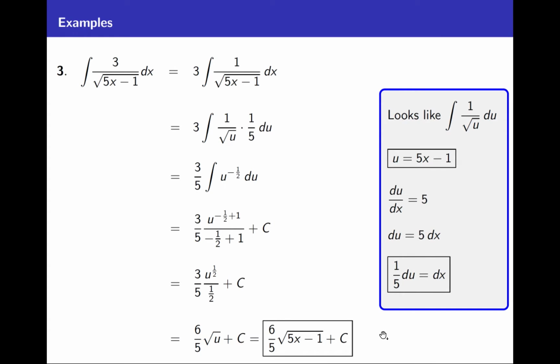Now, I'm not going to do it here, but you can always check your work. You could take the derivative of this. You'd probably use the generalized power rule to do that. And you will find that you do get your integrand when you do that. So it checks back.